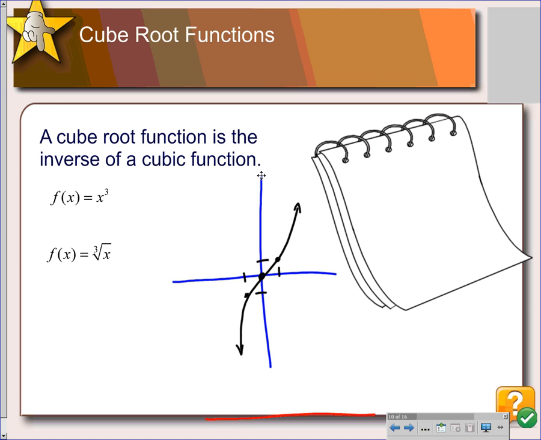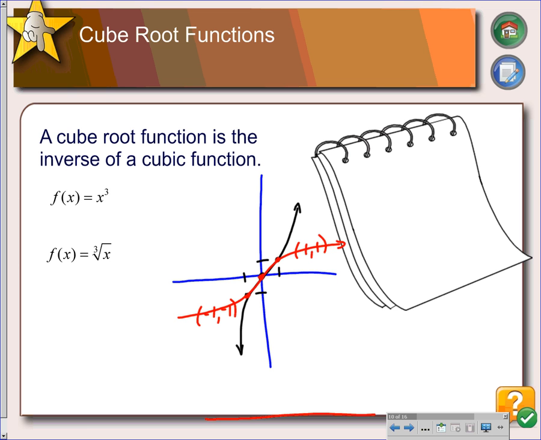The cube root is the inverse to the cube, so that means we will have the point 0, 0, the point 1, 1. If you switch it, you still have 1, 1, switching x with y for an inverse, and the point negative 1, negative 1, also when you switch x with y, you still have negative 1, negative 1. So it goes through all the same 3 points as the x cubed function. The difference is that it goes sideways instead of vertically.